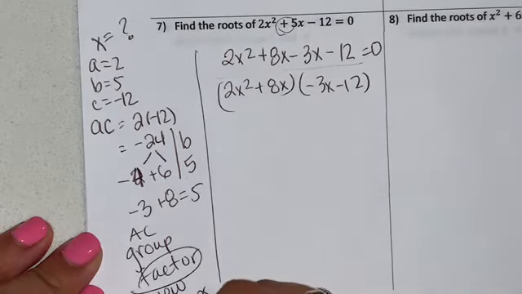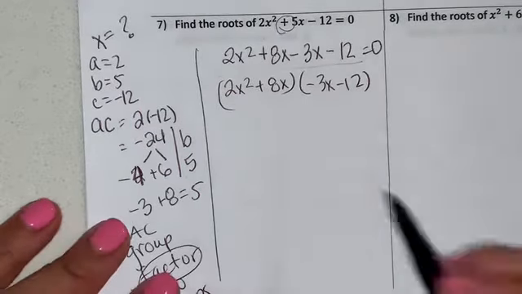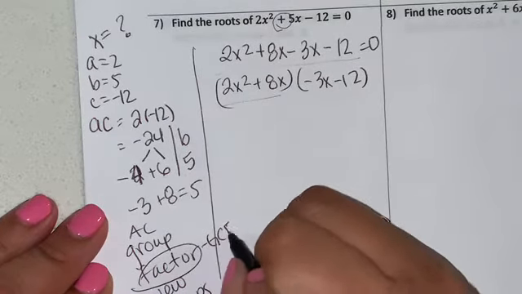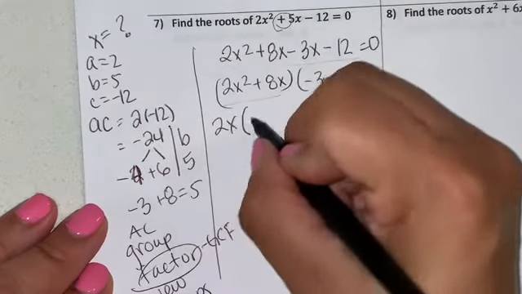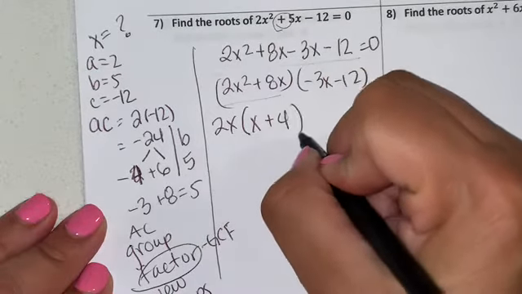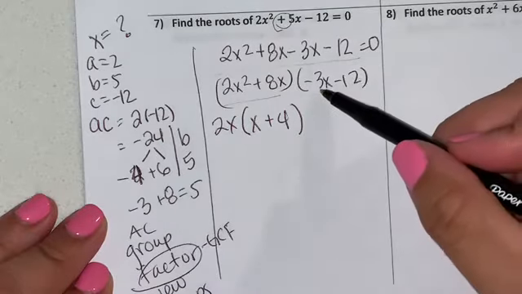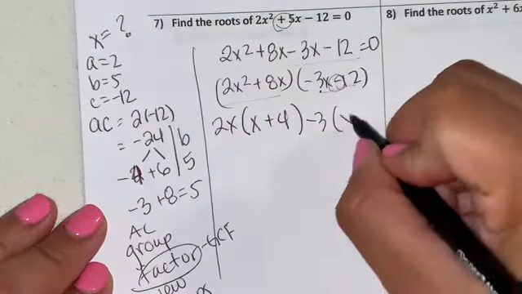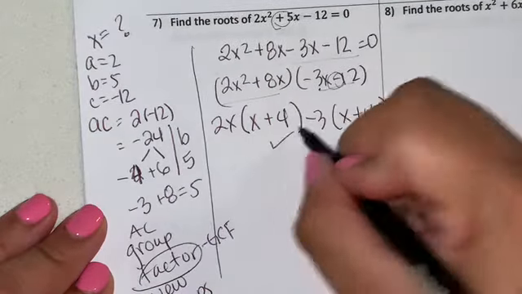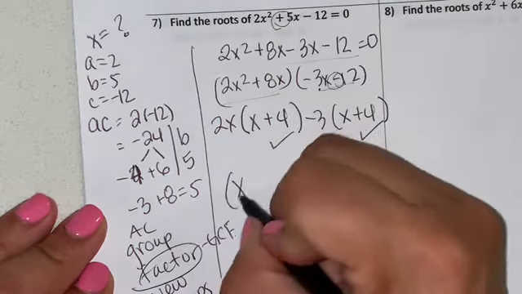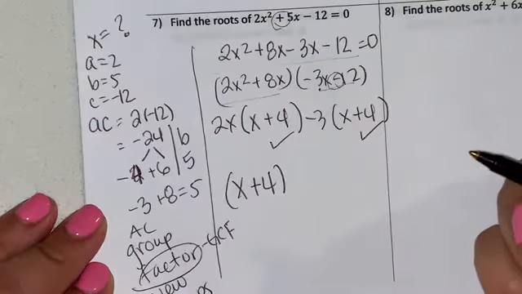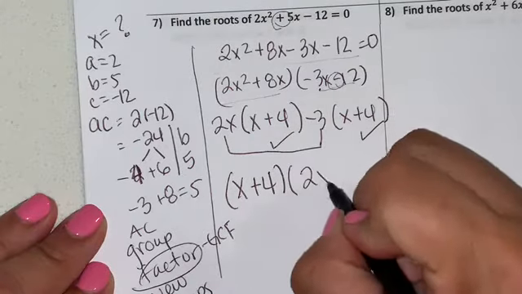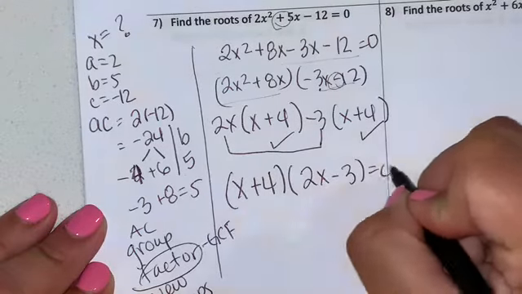Remember, factors are the groups, okay? We take out the GCF here. It's a factor of my GCF. I get a 2 and an x, so I'm left with x plus 4. I take out a -3 here because I need that to be positive. So -3, and I get x plus 4. So that's my first group. So I say x plus 4. And then whatever's left over, my GCFs, makes up my new group, 2x minus 3 equals 0.